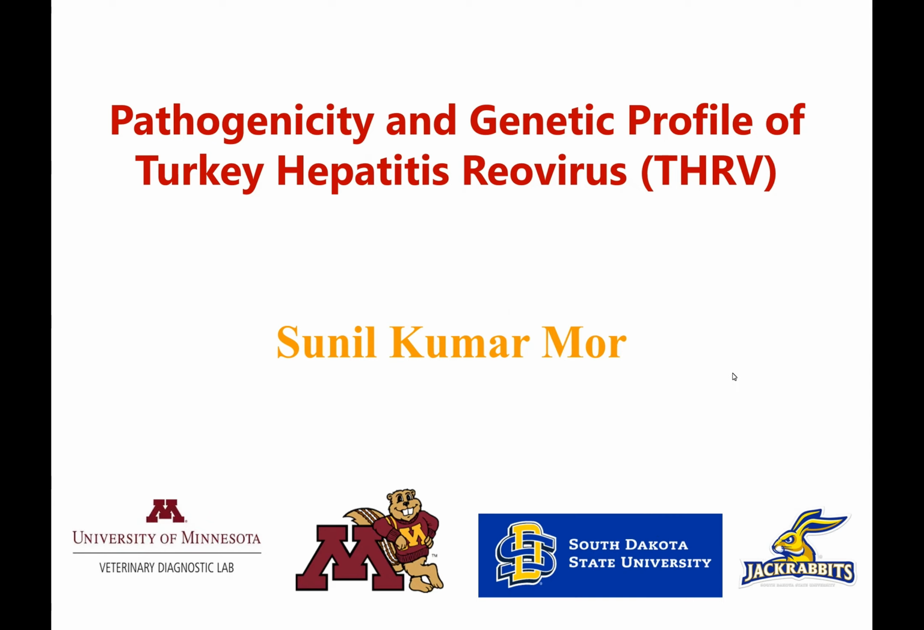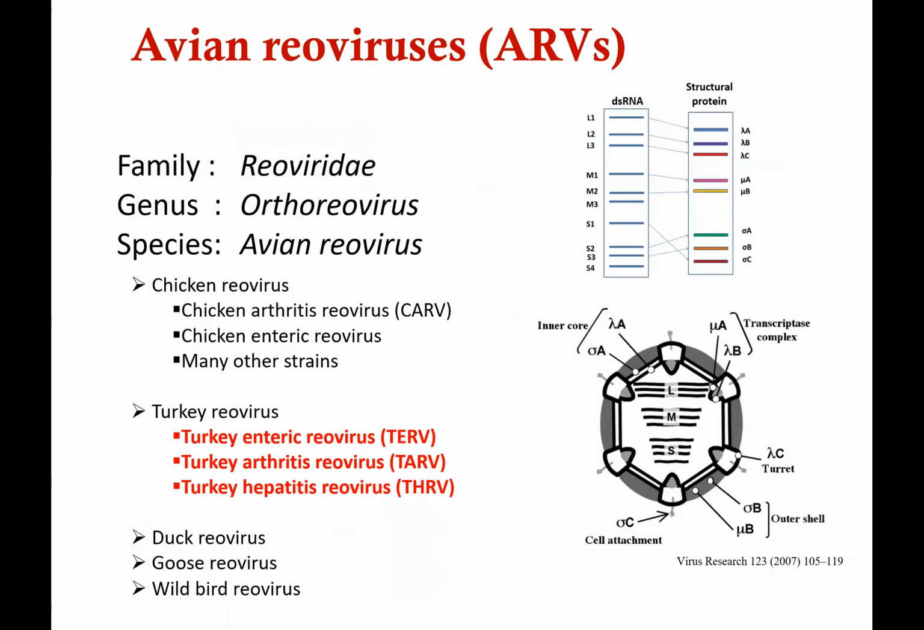So in this presentation, I will discuss our recent work on turkey hepatitis reovirus. Turkey hepatitis reovirus is a member of family Reoviridae with a genome of 10 segments divided into large, medium, and small class. But I would like you to pay attention to the outer capsid proteins: sigma C, the cell attachment protein; sigma B, the S3 segment; and mu B, the M2 segment outer capsid protein that I will discuss in this presentation.